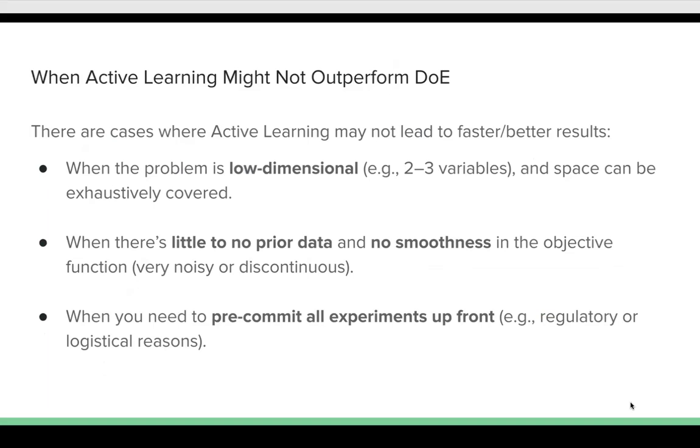Now, there are instances when active learning might not outperform design of experiments, right? There are some examples of that when the problem is low dimensional. So you're only worried about 2 or 3 variables, and the space can be exhaustively covered. Where you have very little prior data, so you have 0 data. There's no smoothness in the objective function. It's very noisy or discontinuous. Or when you need to pre-commit all experiments up front for whatever reason, regulatory or logistical reasons. When any of these or all of these are true, then maybe design of experiments will work.